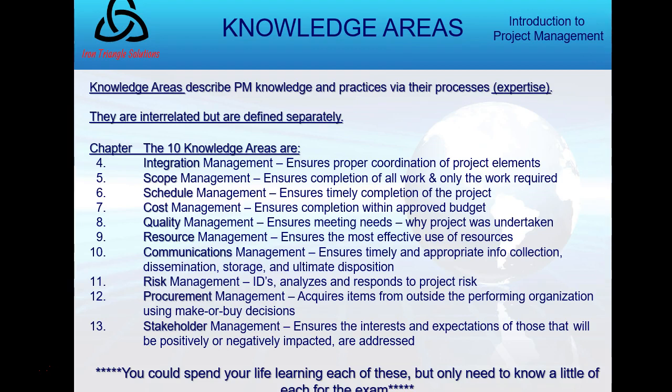When you see 4 to 13, those refer to the chapter numbers in the PMBOK guide related to those knowledge areas. Okay, so I have defined on this slide the knowledge areas and how you can know them. Know that they all go by multiple names. These are knowledge areas, which become management plans. So there's a scope management plan, a schedule management plan, a cost management plan, etc. They also are called constraints, because cost is a constraint on your project. Quality is a constraint on your project. Risk is a constraint on your project, etc.